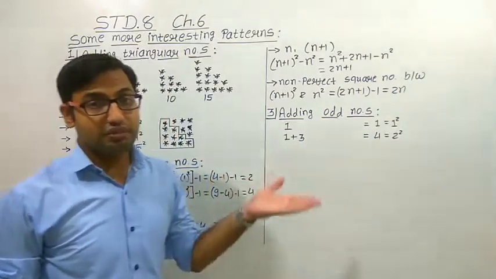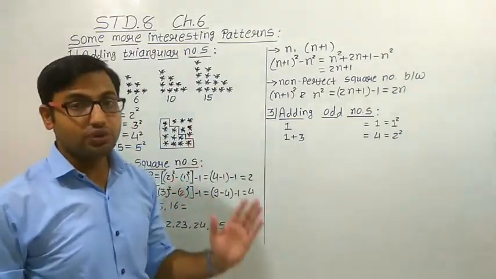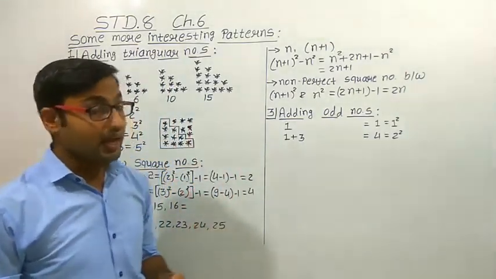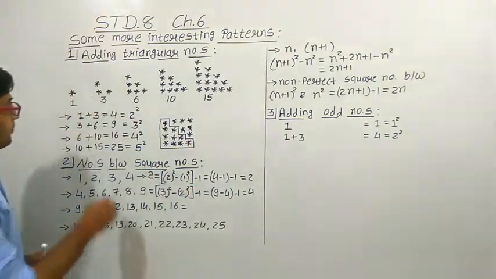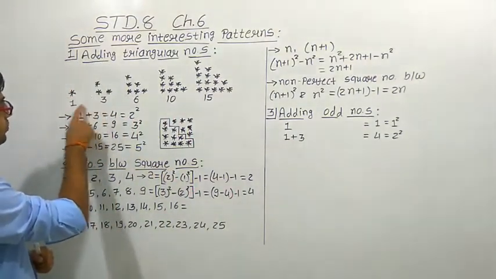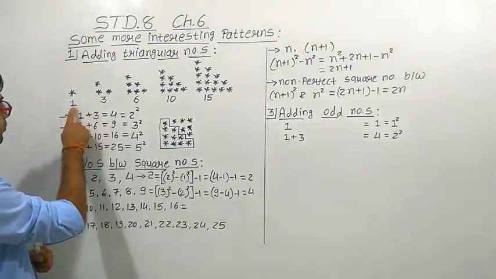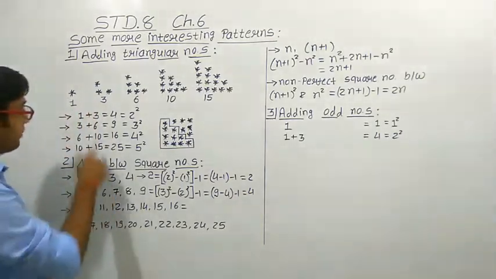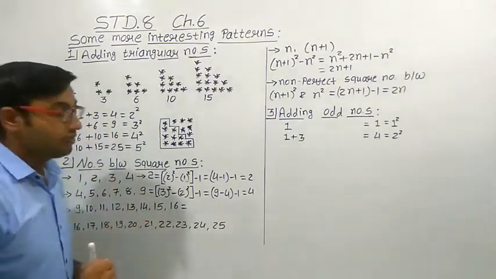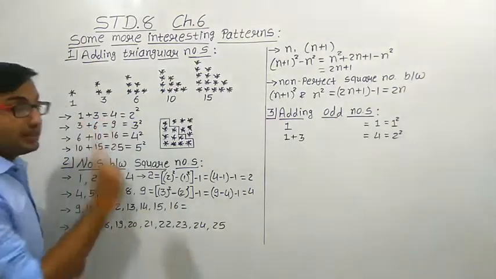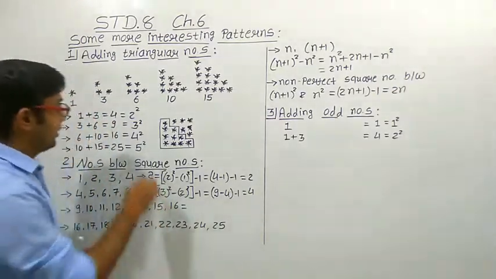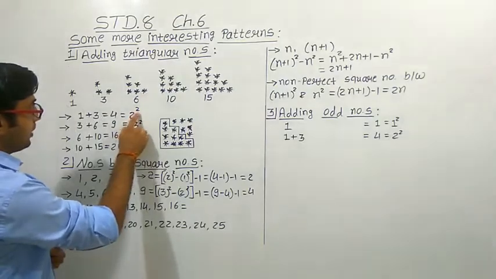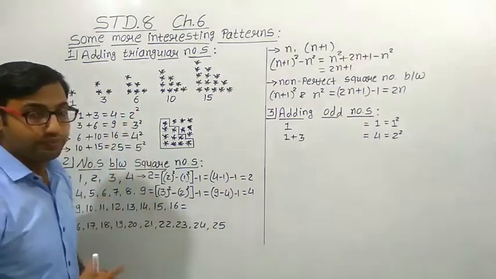So these types of numbers are called triangular numbers. These triangular numbers are not directly related to perfect square numbers. Then how can we relate them? See, if we add the first 2 triangular numbers, what will happen? 1 plus 3. And 1 plus 3 is 4. And 4 is what? It is a perfect square number, yes, and it is the square of 2.